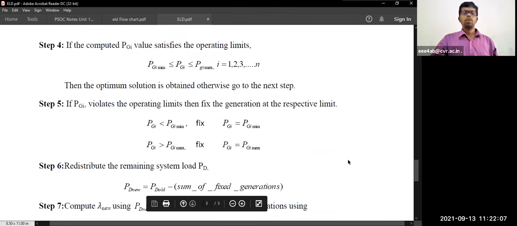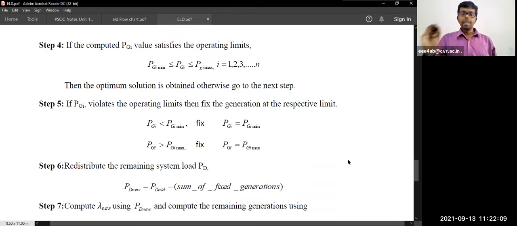Step number 4. Check whether the computed PGI value satisfies the operating limits or not. You need to find out whether the computed PGI values are within the minimum and maximum operating limits. That is, whatever PGI we find should be within the minimum and maximum operating limits or not. You need to calculate that for 3 generating units.